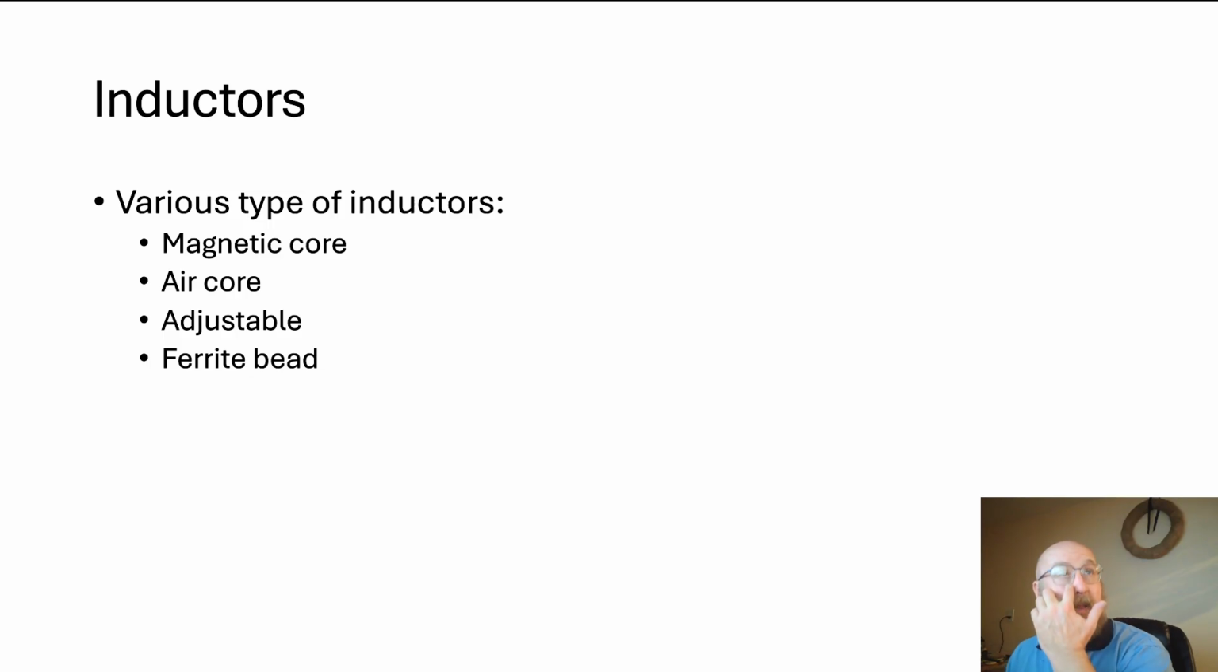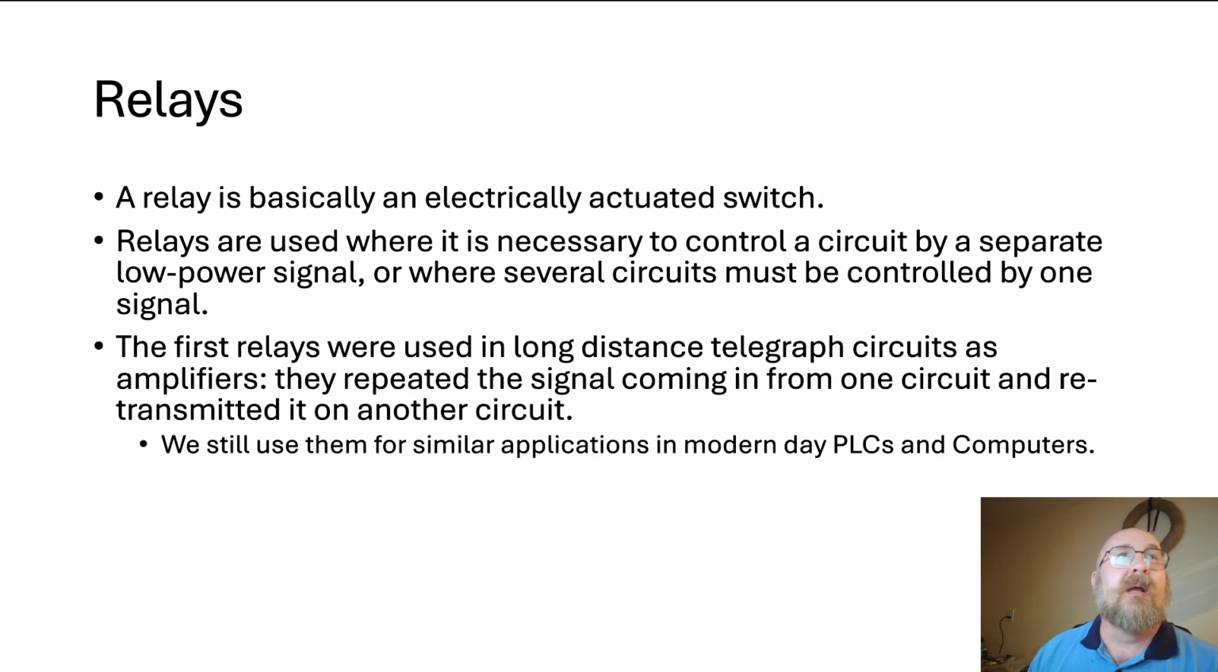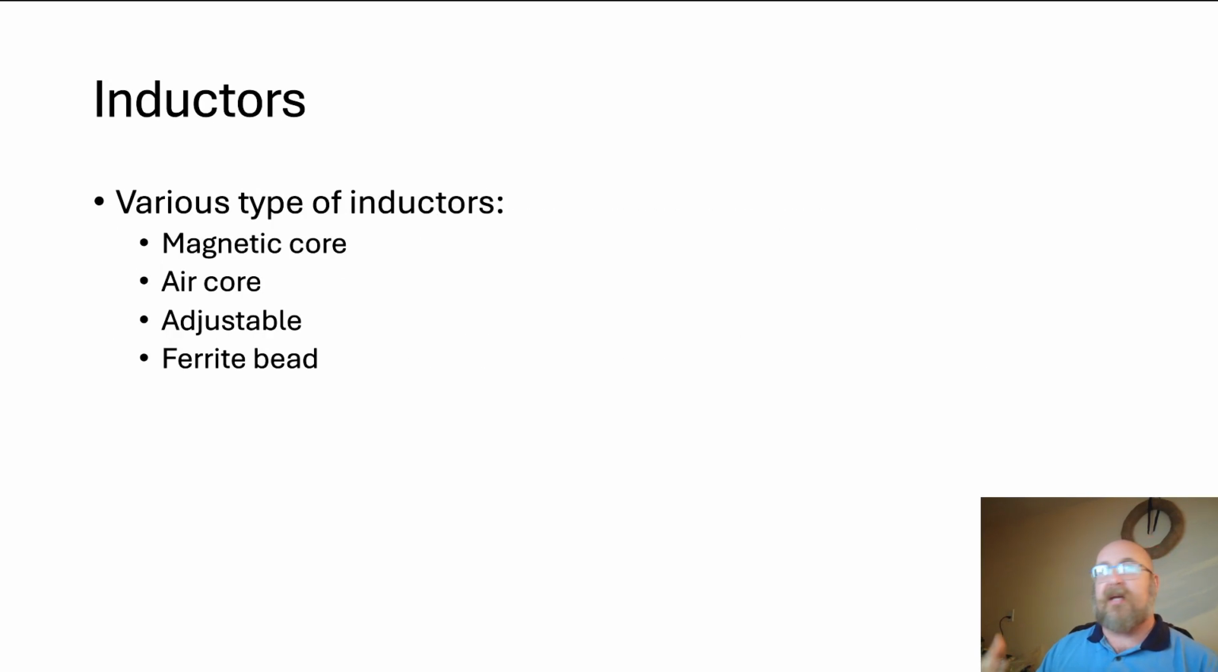But the long and short of it, most of these you're going to be working with primarily a magnetic core or an air core. Adjustable inductors are basically going to have contacts that allow you to skip to different numbers of windings. And with this, we're really going to want to talk about some applications.